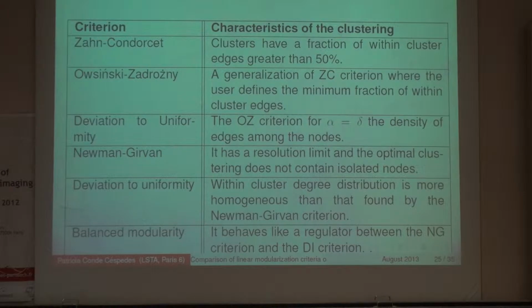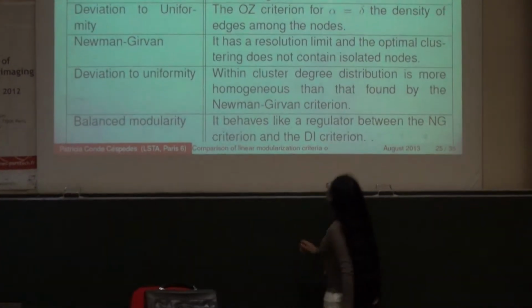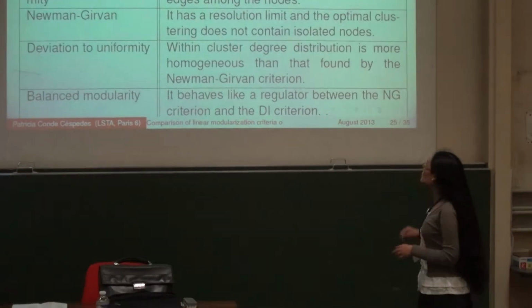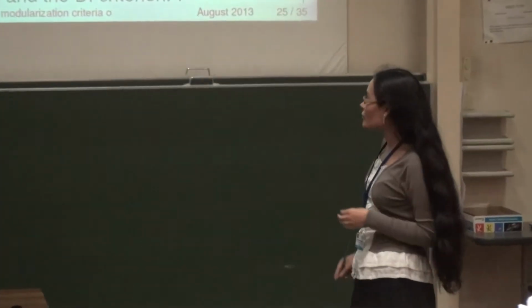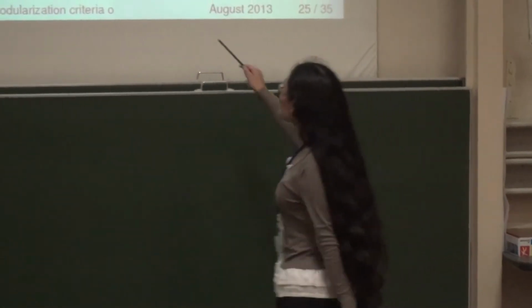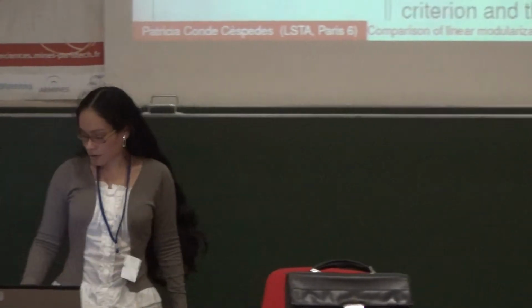edges. The Newman-Girvan one, the well-known criterion, has a resolution limit, and we don't have isolated nodes. And the deviation to uniformity includes that the within cluster degree distribution is more homogeneous than that found in the Newman-Girvan criterion, and the balanced modularity, which is a regulator between the two previous criteria.